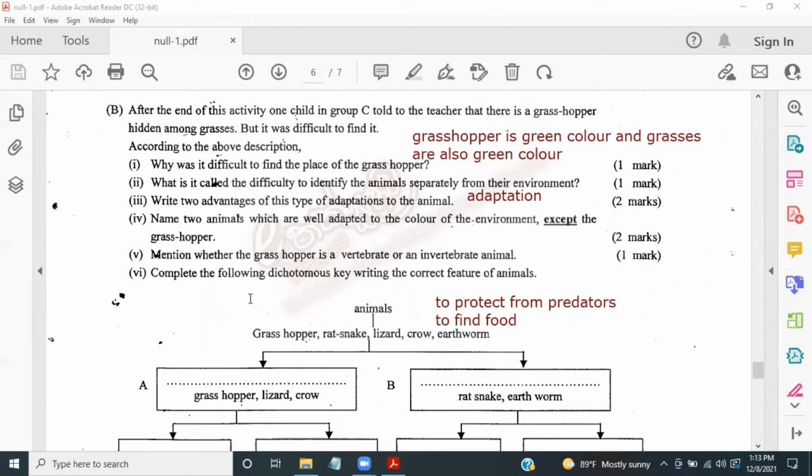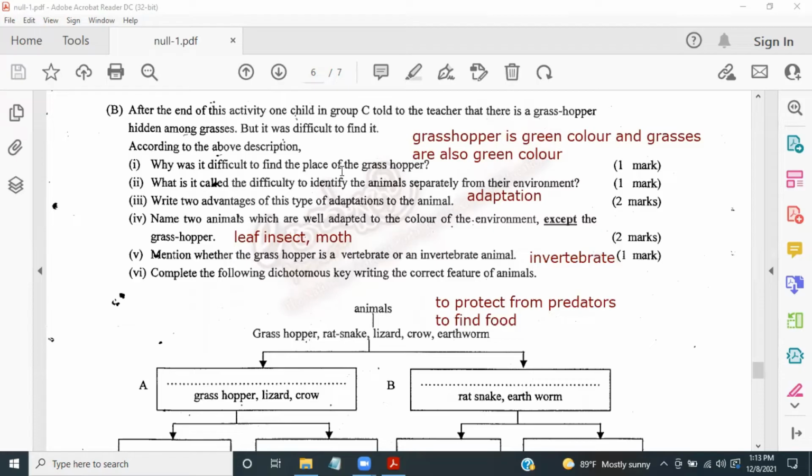Name 2 animals which are well adapted to the color of the environment except the grasshopper. Write down. Leaf insect. The shape of the leaf insect is like a leaf. And moth, it is brown color, so it has hidden among the plant stems. Moth. Mention whether the grasshopper is a vertebrate or invertebrate animal. Grasshopper is an invertebrate. It has not got a backbone.